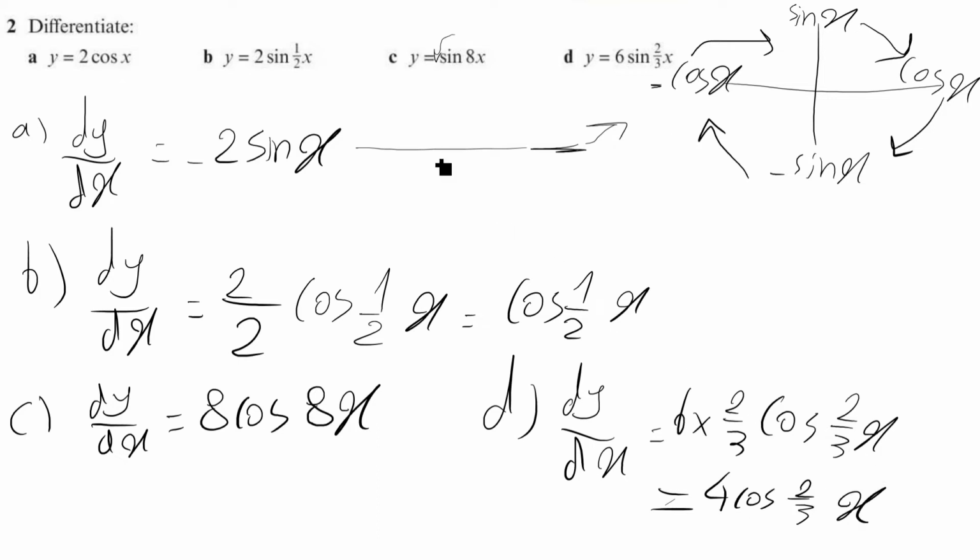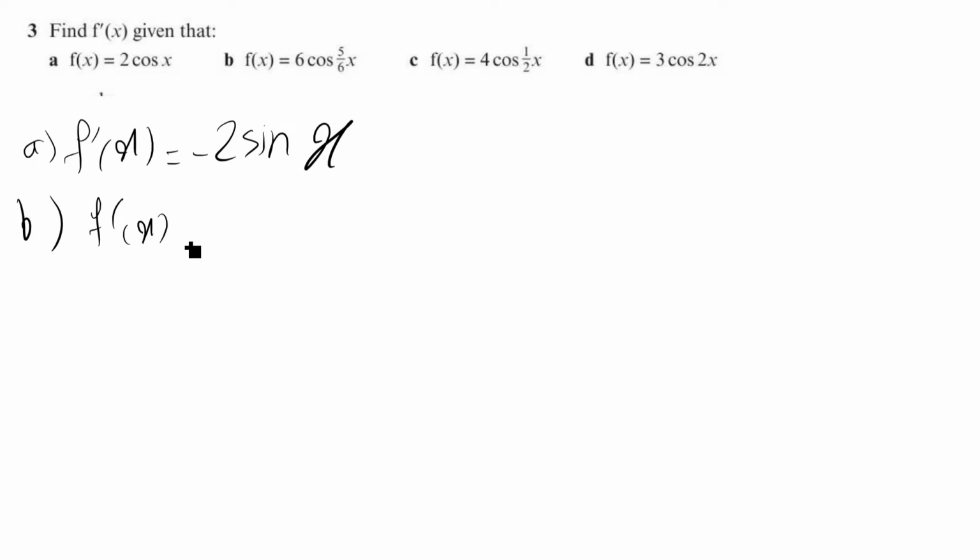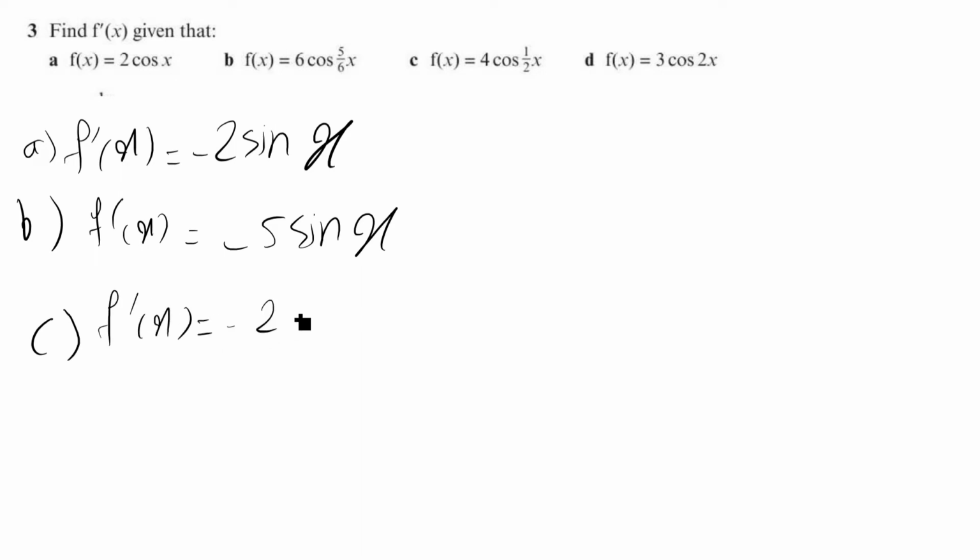Okay, next question. Again, it's differentiation. For part A, f dash x is minus 2 sine x. B, f dash x is minus 5 sine x. C, f dash x is minus 2. Sorry, here should have been 5 over 6x. I was about to forget this as well.